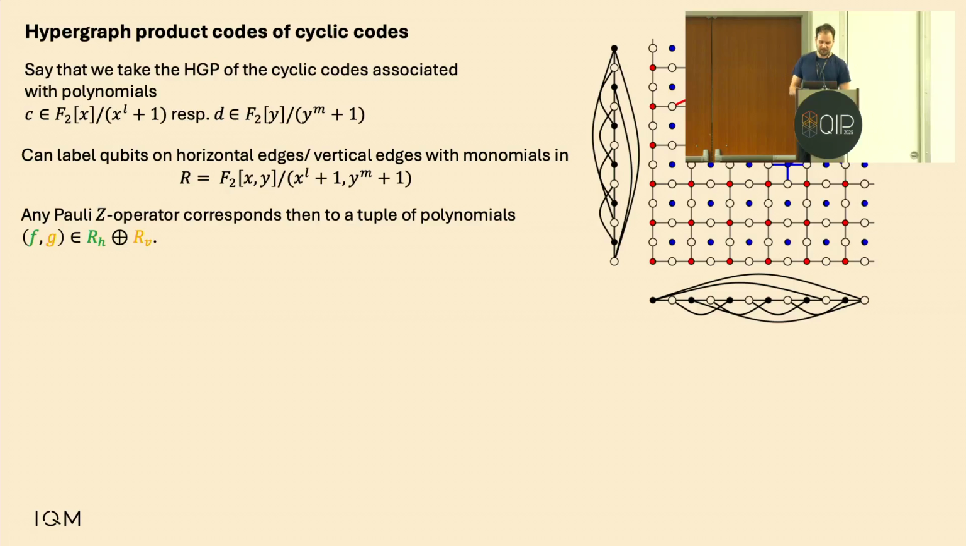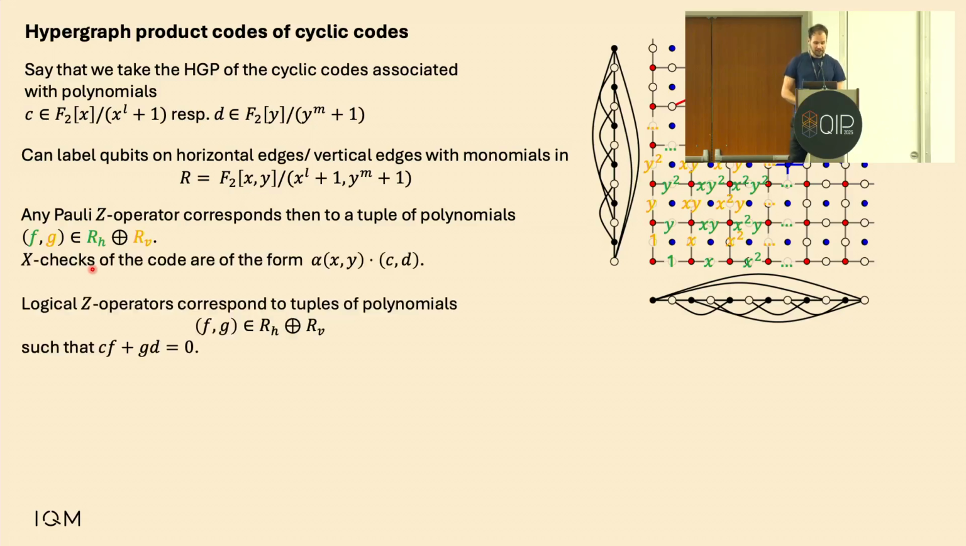And actually, we need to label the horizontal qubits, so qubits sitting on horizontal edges, by themselves and qubits sitting on vertical edges by themselves. So for example, let's label the horizontal qubits with green monomials and the vertical qubits with yellow monomials. And then if I want to specify a Pauli Z operator, it will just be a tuple of polynomials, right? Because I just have to tell you where it is supported.